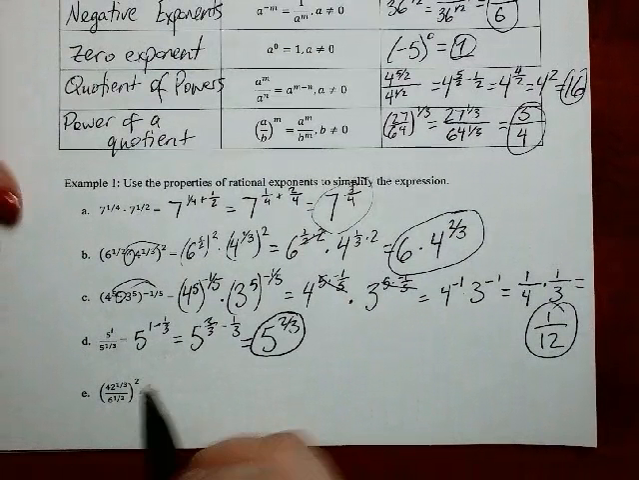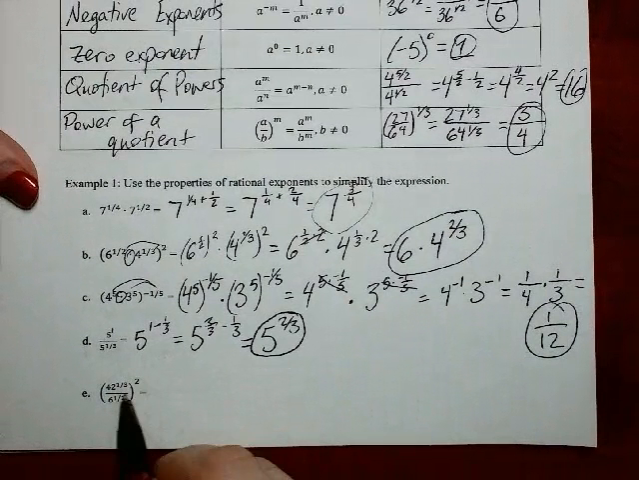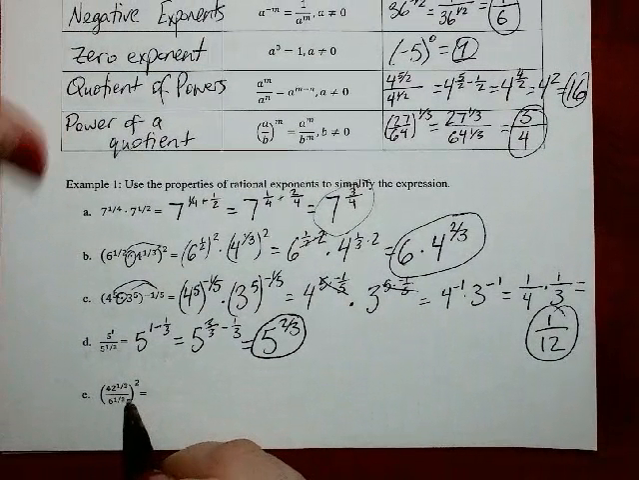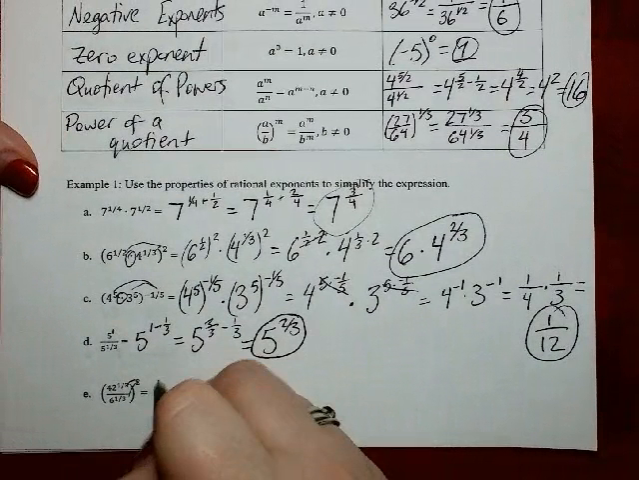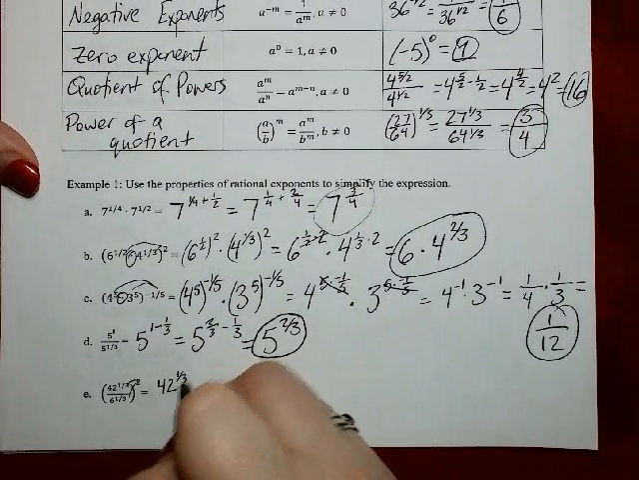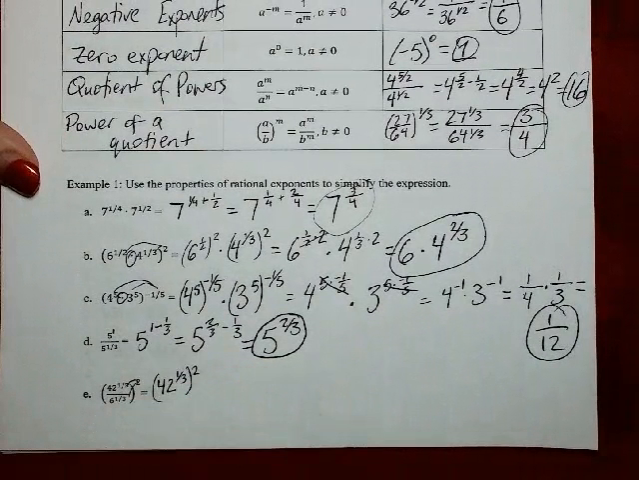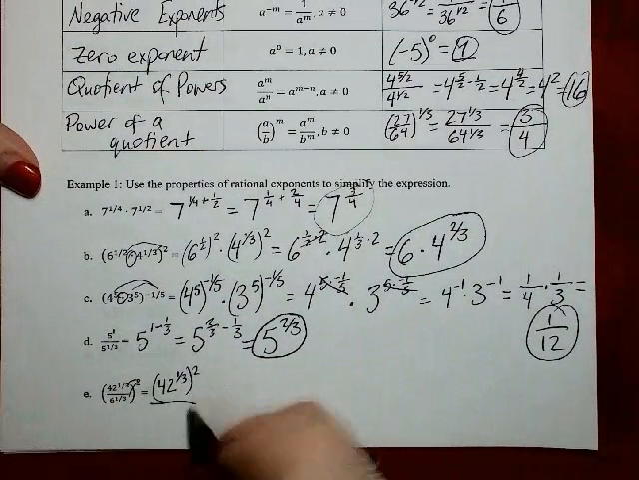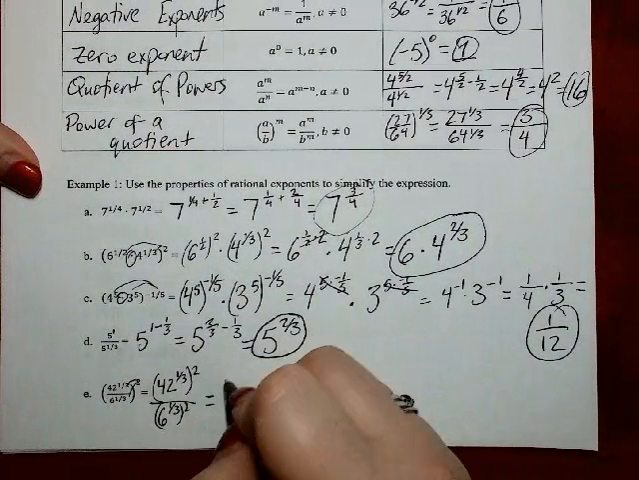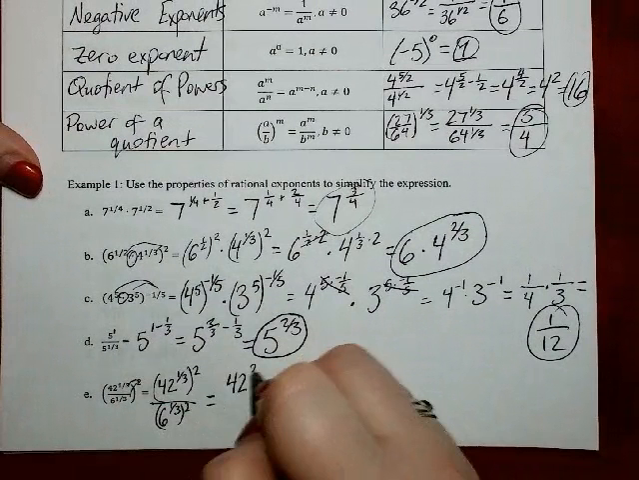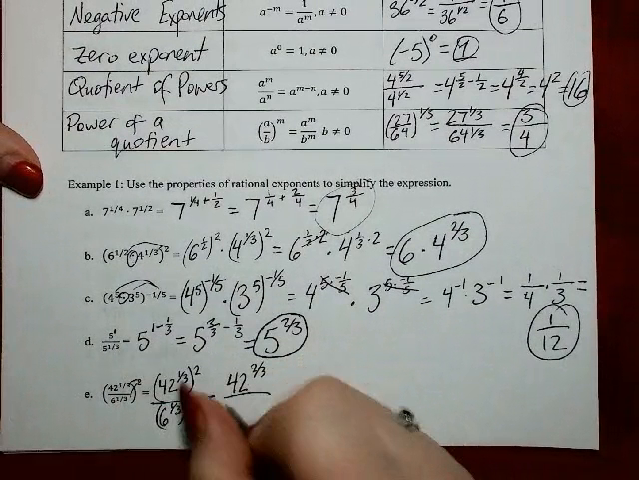Okay, this one, we have a quotient to a power. So the power of a quotient. So we can distribute this out because it's divided. So we get 42 to the third squared over 6 to the 1/3 squared, which will give me 42 to the 2/3 over 6 to the 2/3.